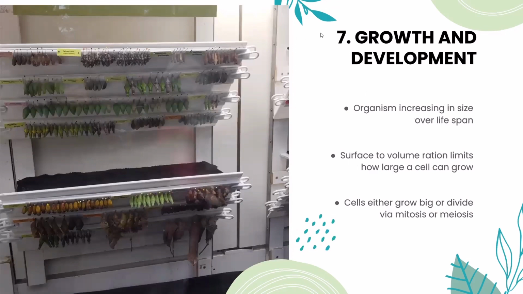Seventh one is growth and development, which I think someone in the chat said. It's an organism increasing in size over its lifespan, spreading out and taking more of its habitat. An organism usually grows larger and larger, but individual cells can either grow really big to their mass limit, or they can divide, which I showed in the reproduction slide, via mitosis or meiosis.